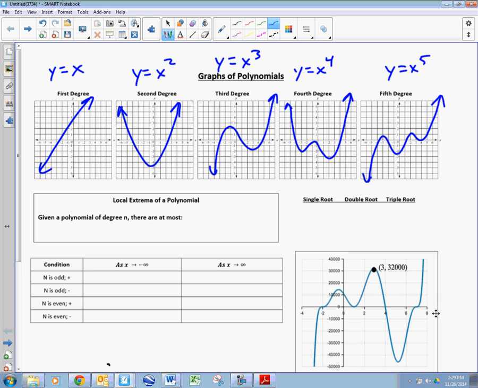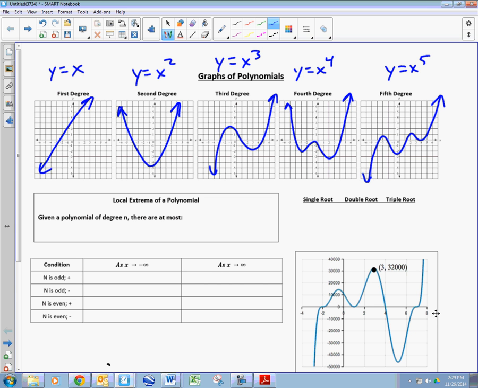Fifth degree, something like that. So let's make some conjectures about the shapes. It doesn't mean that they all look like that. There's an infinite number of different graphs for each one that you see. But just look at this right here, okay? Notice that the parabola has a bump. How many bumps does the line have? None, and it's first degree. How many bumps does the parabola have? One, and it is second degree. How many bumps does the cubic have? Two, and it's third degree. How many bumps does the quartic have? Three, and it's fourth degree. How many bumps does the quintic have? Four, and it's fifth degree.